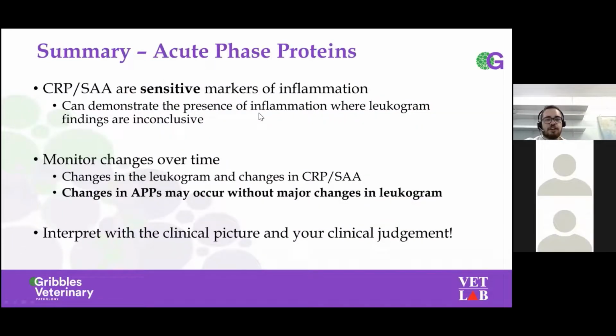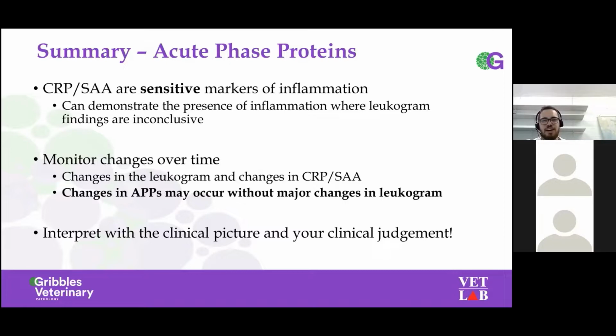So just to summarize acute phase proteins and inflammation in general. As I mentioned before, monitoring changes over time provides the most accurate picture of the presence and potentially the magnitude of inflammation occurring in your patients. You can monitor these changes over time in both your leukogram and in your acute phase protein concentrations. Our acute phase proteins are generally our most sensitive markers of inflammation and can help demonstrate the presence of inflammation when leukogram changes are either not apparent or inconclusive, or you're not quite sure if there's inflammation present or not.